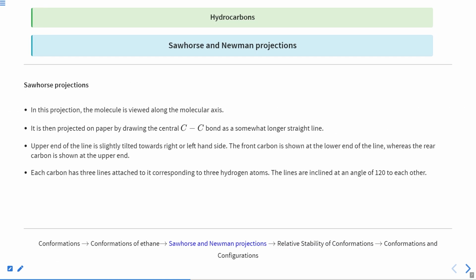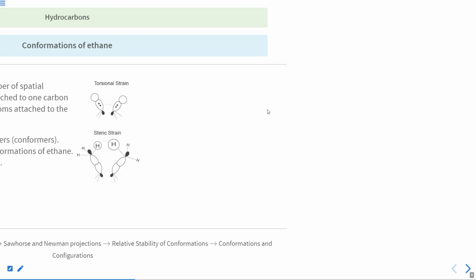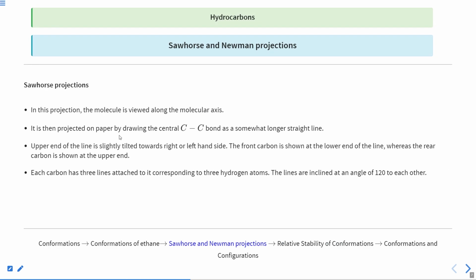First we'll talk about the Sawhorse projection. So what is the Sawhorse projection? In the Sawhorse projection, the molecule is viewed along the molecular axis. So this is the molecular axis. Here you can see that you are viewing from the left hand side, along this bond. There is a bond like this. So if you are viewing from here, then you are viewing along the molecular axis.